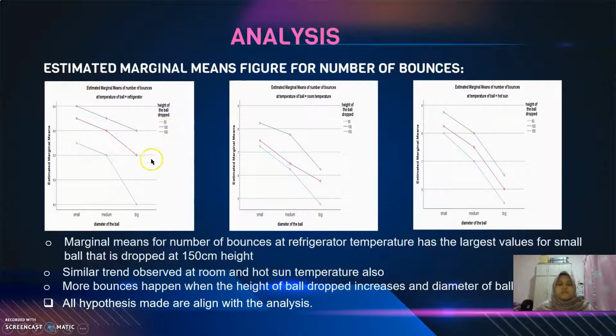For the number of bounces, it also shows a similar trend, just like in the time taken, where when the diameter of ball decreases, which is the small ball, the marginal means for the number of bounces increase. When the height of ball drop increases, the marginal means for the number of bounces increase, which is the green line, and when the temperature of ball increases, the marginal means for the number of bounces also increase. So as we can see here, all the analysis made, we can say that the hypotheses made are aligned with the analysis.